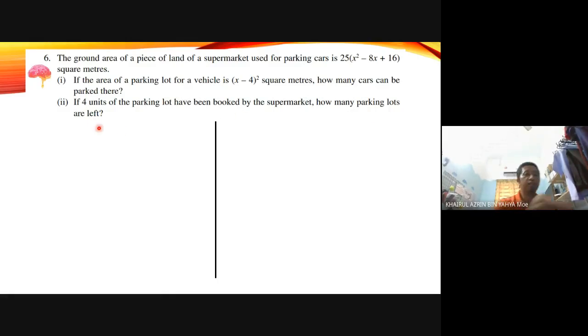Before we answer question number 1 here, I think it is better we factorize this one, x squared minus 8x plus 16.